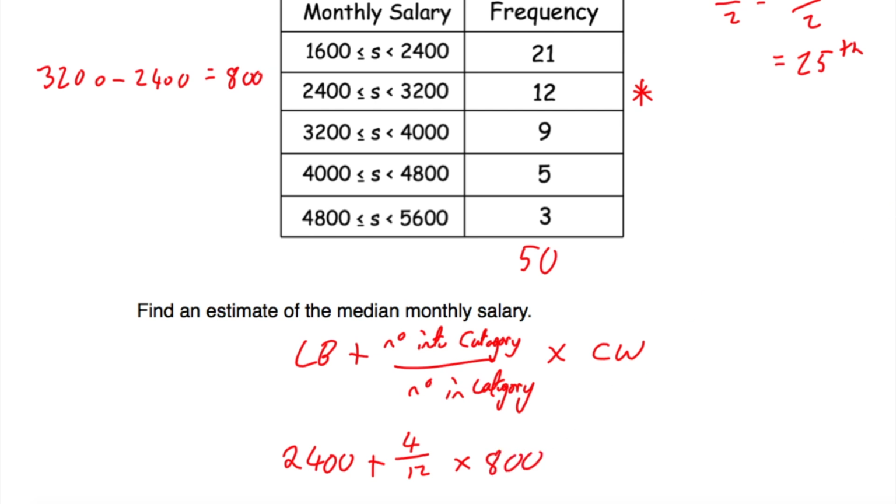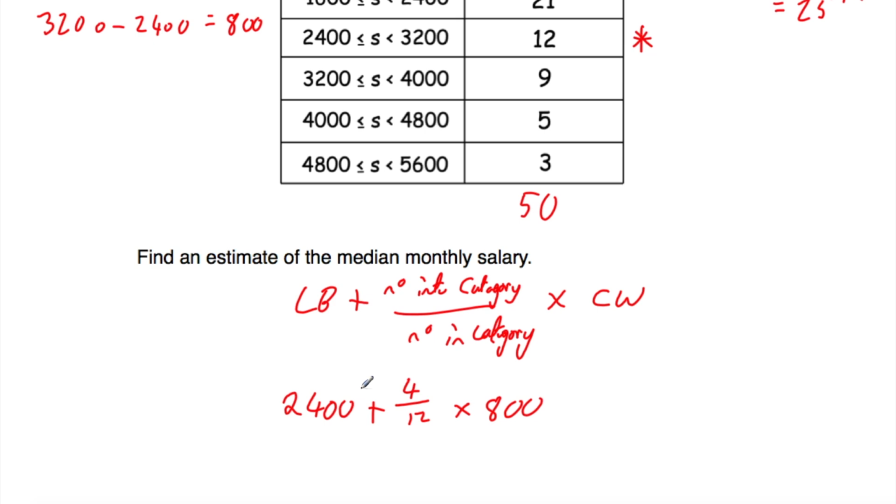Now we can just work this out in our calculator. We can do 2,400 plus 4/12 multiplied by 800. If this was a non-calculator paper, what I would do is simplify this fraction to be a third, work out a third of 800 using division, and then add that onto 2,400, and that will be our estimate for the median salary.